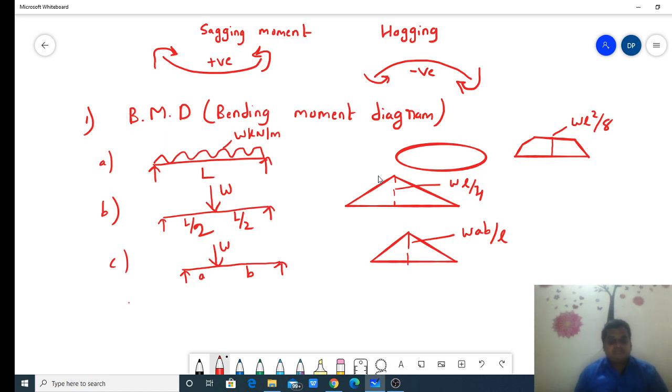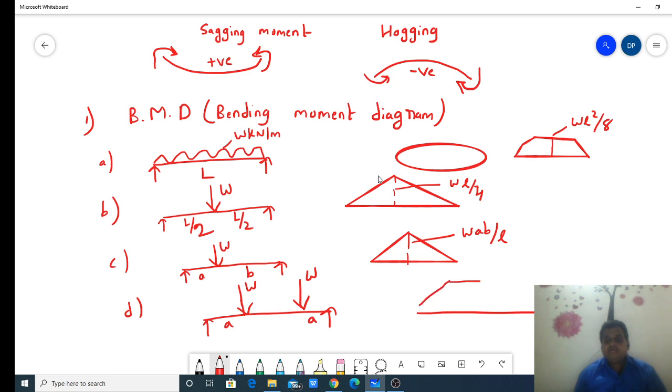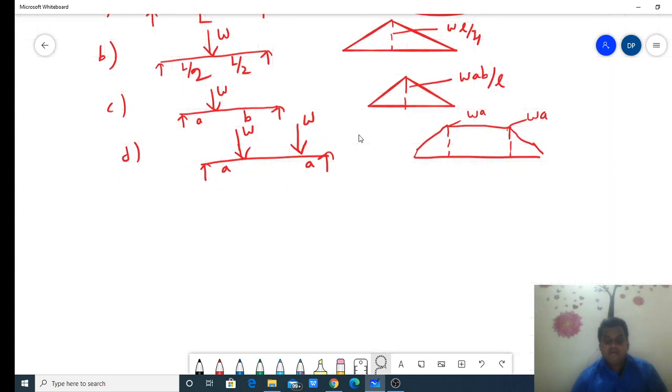Now similarly, if I am considering point loads which are at a distance of A from both sides, this is W and this is A and this is A, and if I need to draw that, then here this will be W into A and this is once again W into A. These are the basic formulae that you need to remember.